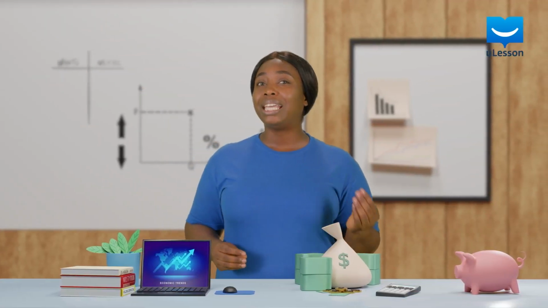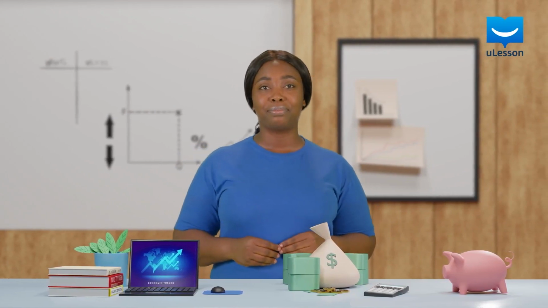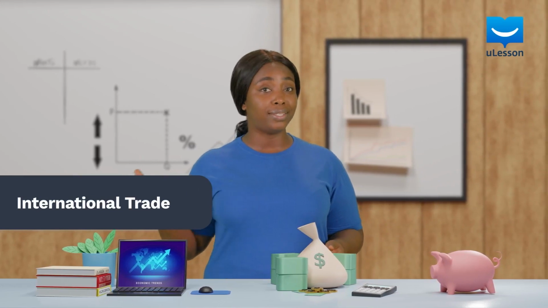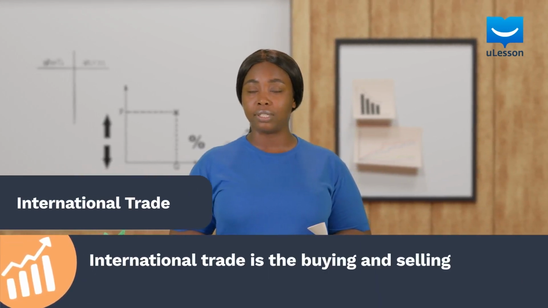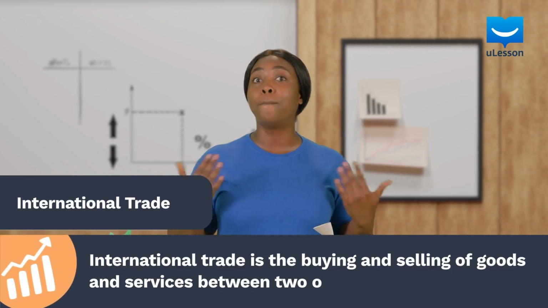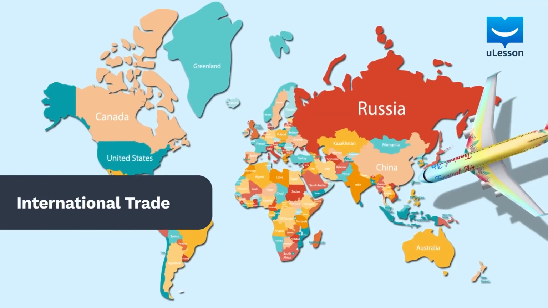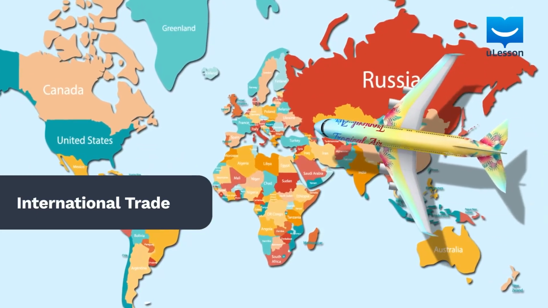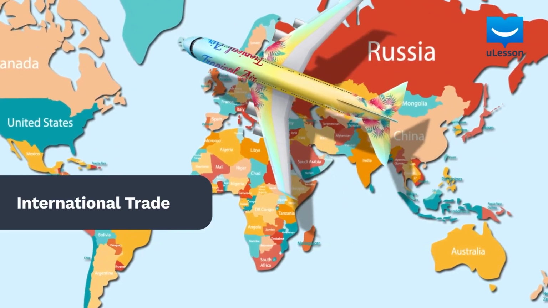Now that we know internal trade, let us define international trade. International trade, also known as foreign or external trade, is defined as the buying and selling of goods and services between two or more countries. Private individuals, firms, and governments of different countries worldwide are constantly trading goods and services across international borders.